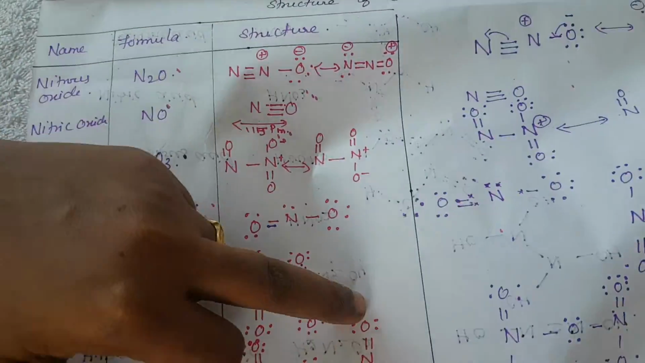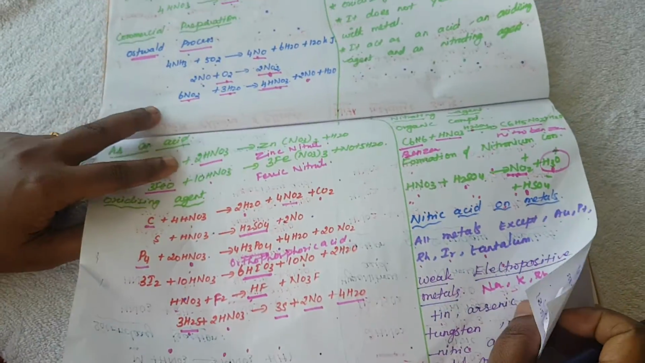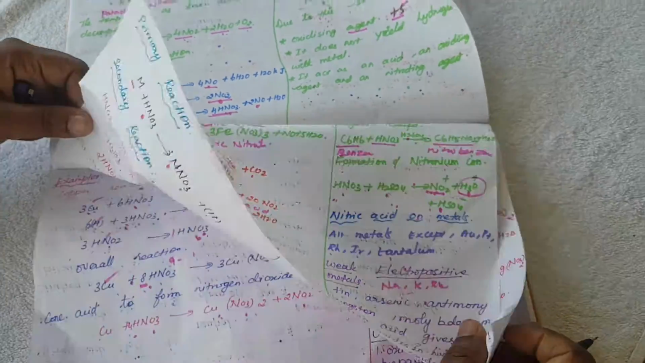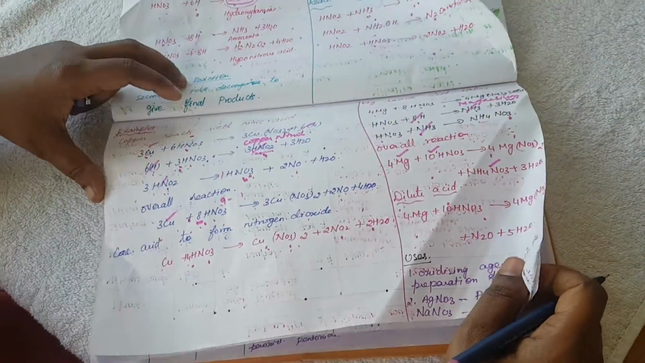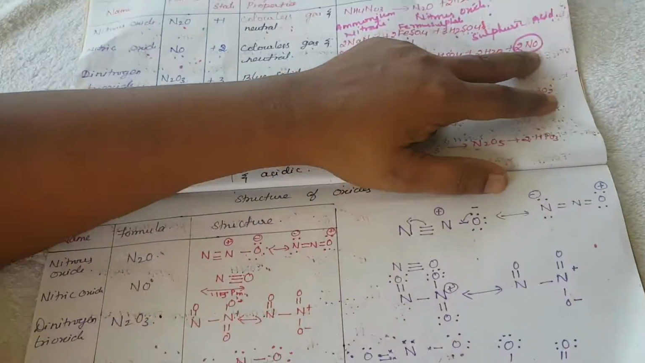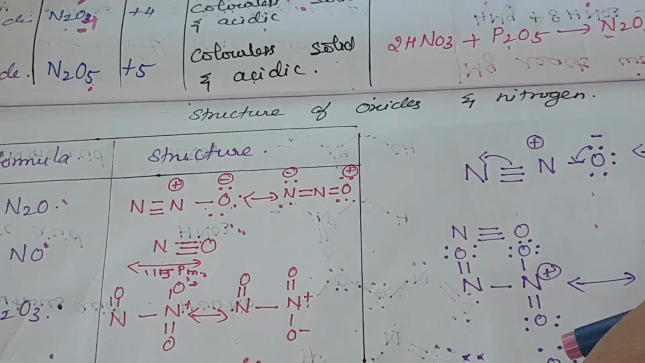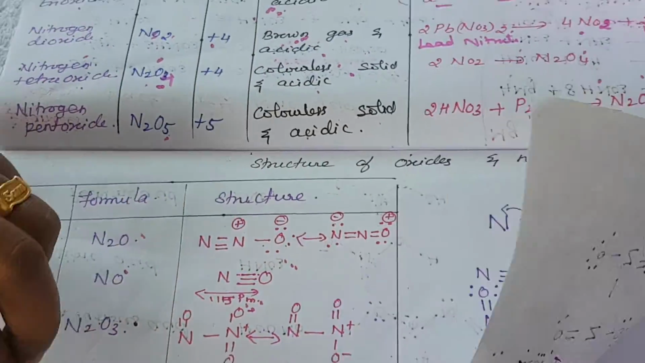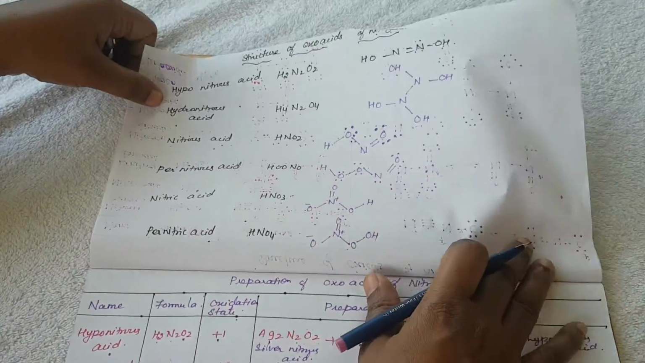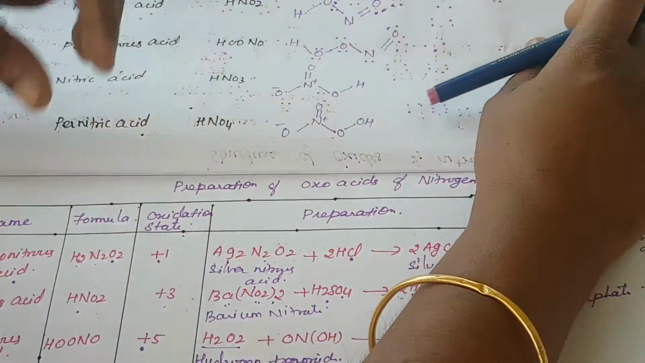In this chapter we studied the nitric acid preparation, then the reactions of nitric acid, then the uses of nitric acid, then the preparation of nitrogen oxides, the structure of oxides of nitrogen, then another one, the structure of oxo acids of nitrogen, then the preparation of oxo acids of nitrogen.